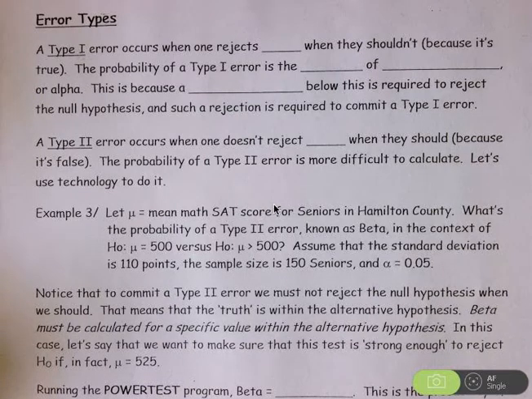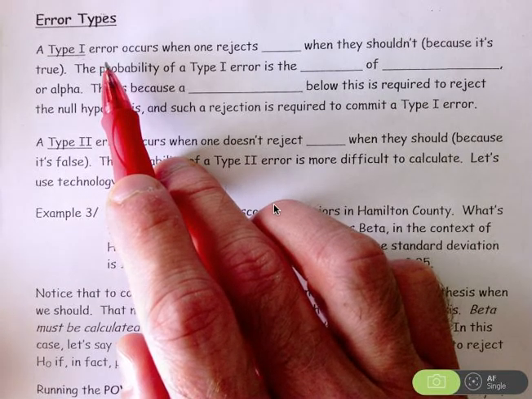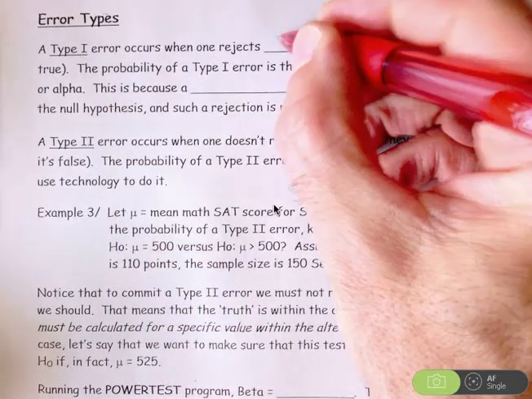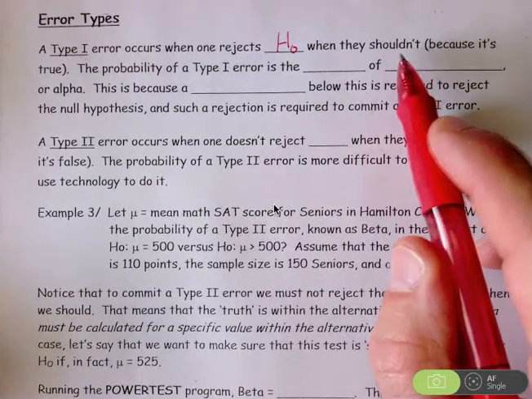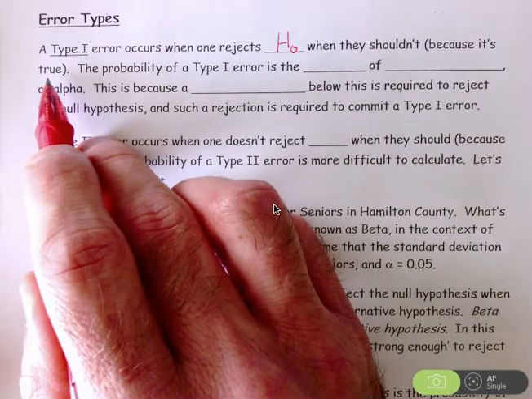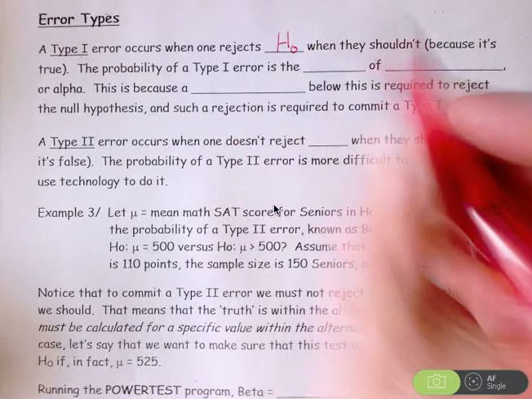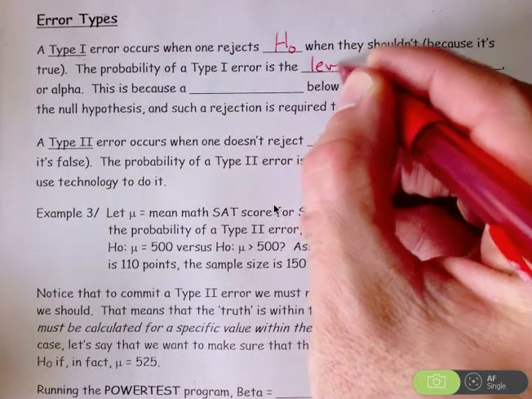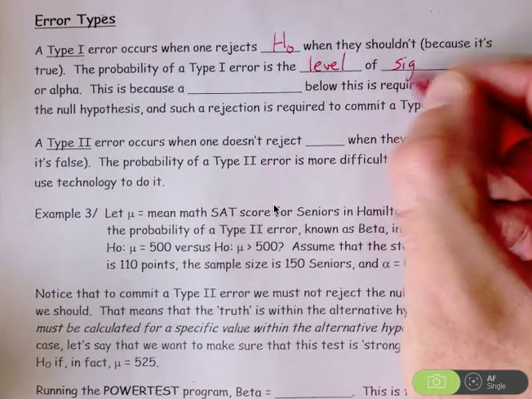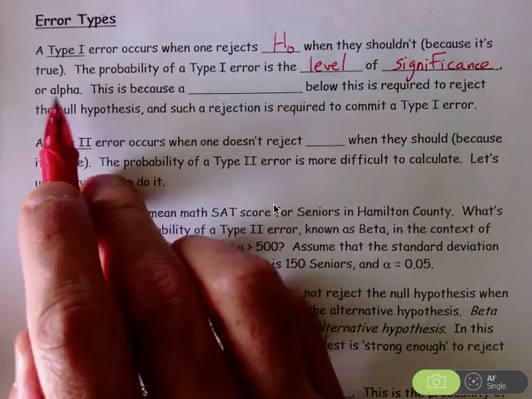Hi there. Let's take a few minutes and review error types, and we'll look at some probabilities around those types also. So first of all, a type 1 error occurs when one rejects the null hypothesis when they shouldn't. And that's because the null hypothesis is actually true. So the probability of a type 1 error is the level of significance. That's also known as alpha.